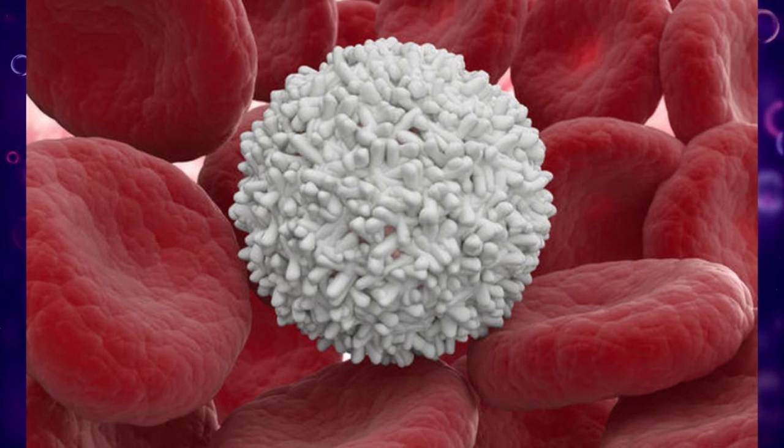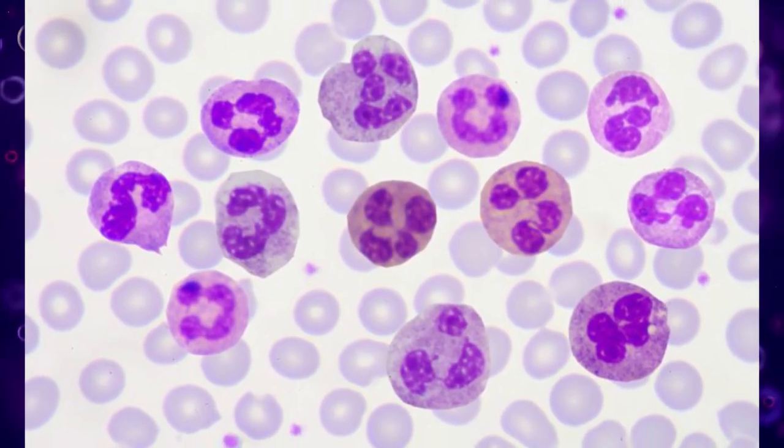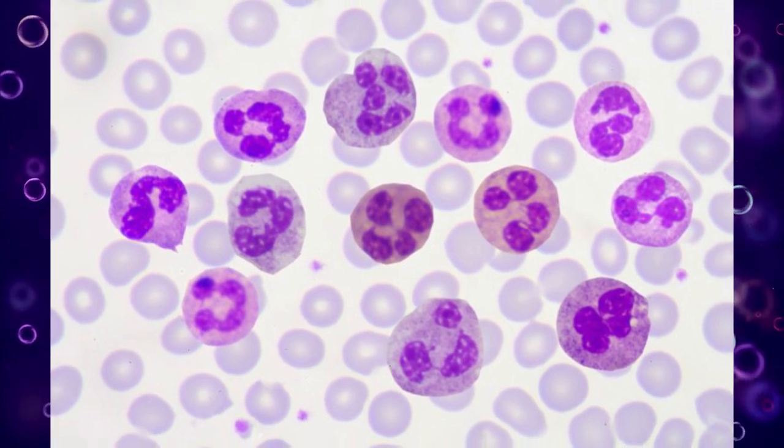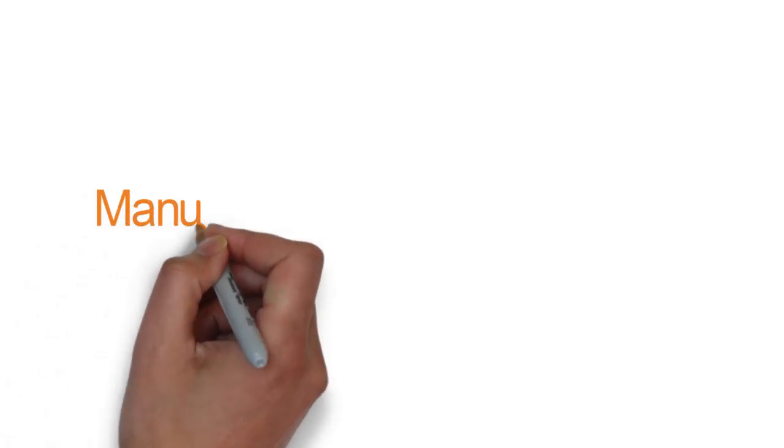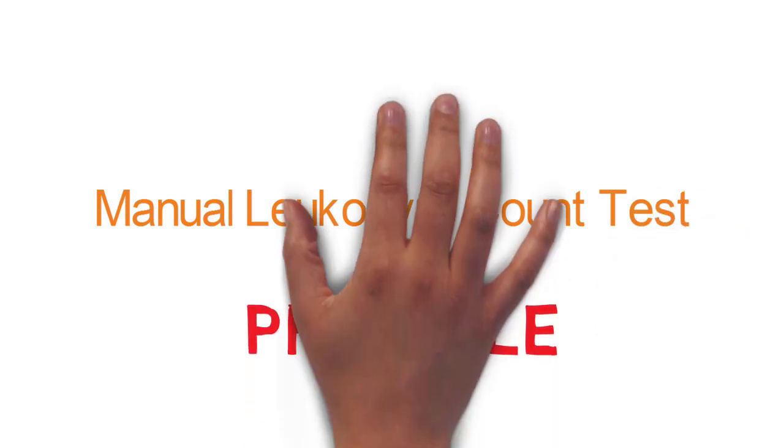The number of leukocytes contained in 1 liter of blood is called the leukocyte number concentration, or leukocyte count. Anyway, in this video we are going to discuss the principle behind the manual leukocyte count.